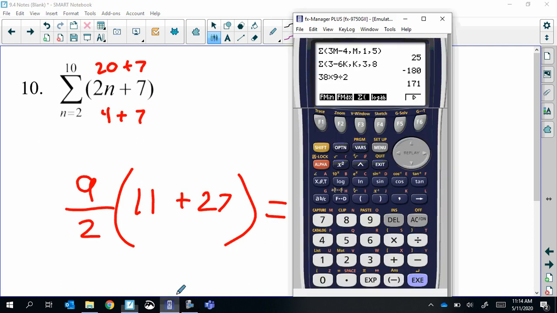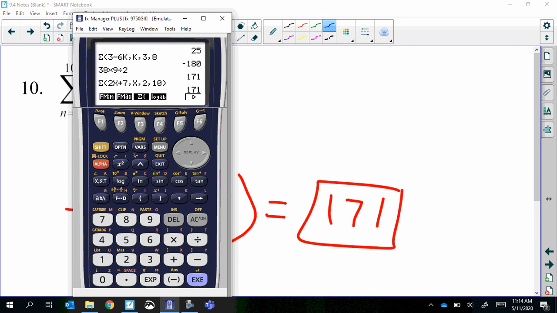Getting the answer by hand, or strictly using your calculator, we would just type in sigma, type in the equation. This time I'm going to show you it doesn't matter what variable you type in as long as you keep it the same. So if you want to type in an x right there so you don't have to push alpha, that's totally fine. So 2x plus 7, comma, and then the variable is x because that's what I typed, comma, 2, comma, 10. And we should get the same answer. Boom, 171, same thing.